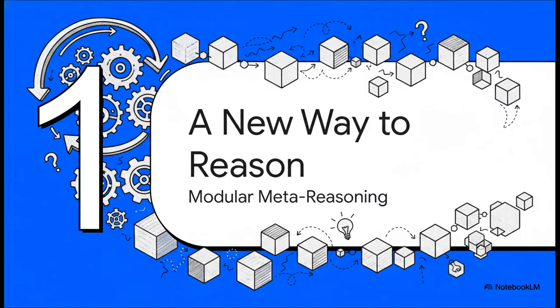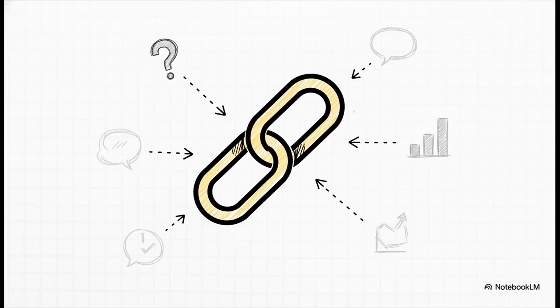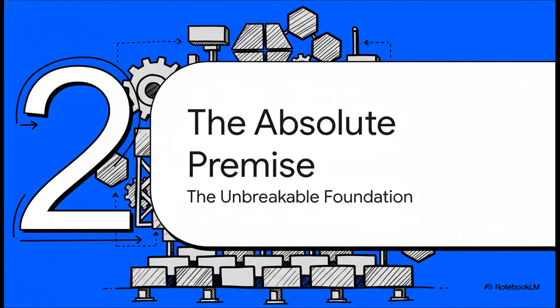What exactly is this modular meta-reasoning thing? Think of it this way. This method isn't about getting lost in complex logic puzzles. Nope. Instead, it anchors everything to one single, unbreakable, and universally true principle. The whole idea is to start with a truth that is rock solid and then see if other claims can actually hold up against it. And that rock solid, unbreakable foundation, that's what we call the absolute premise.